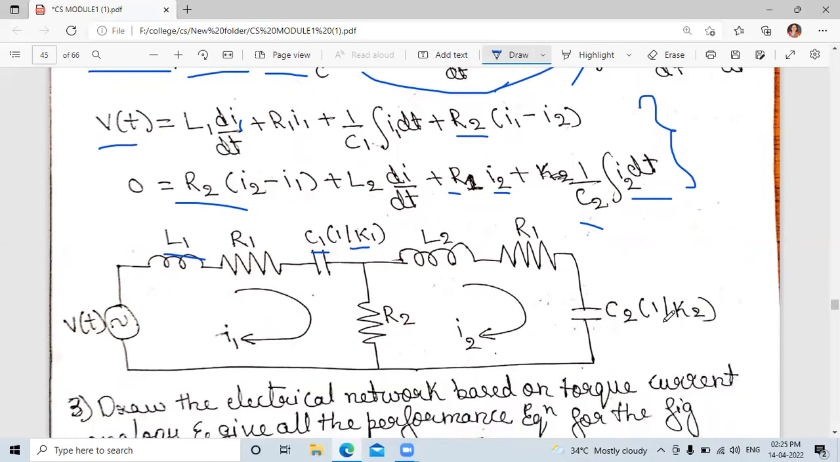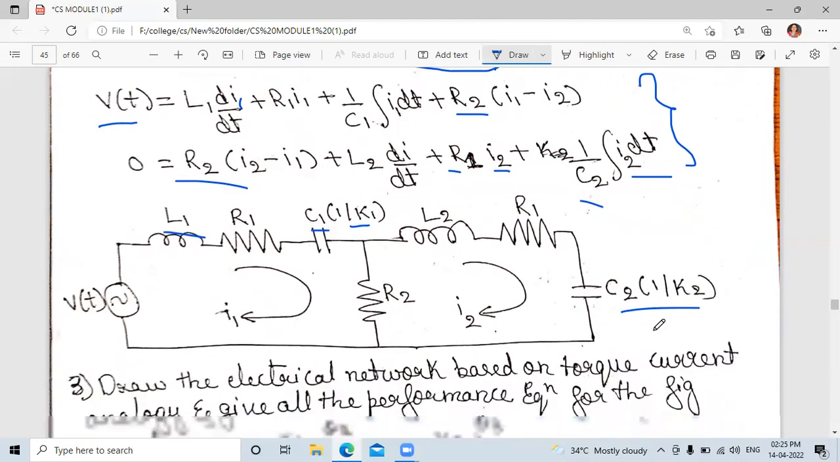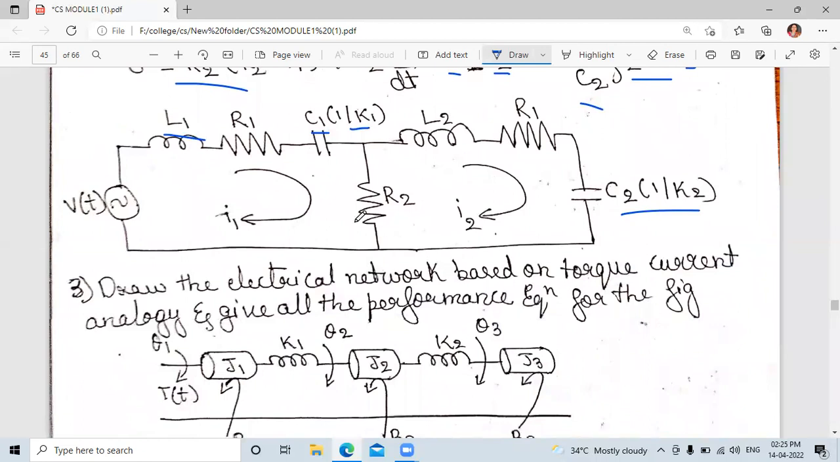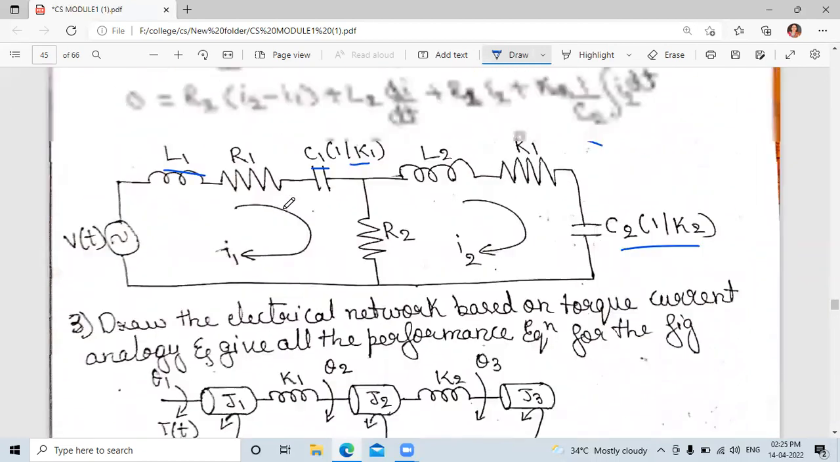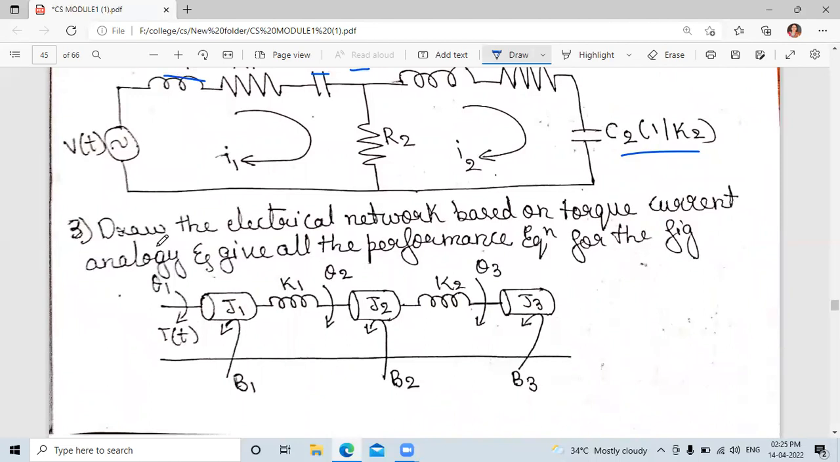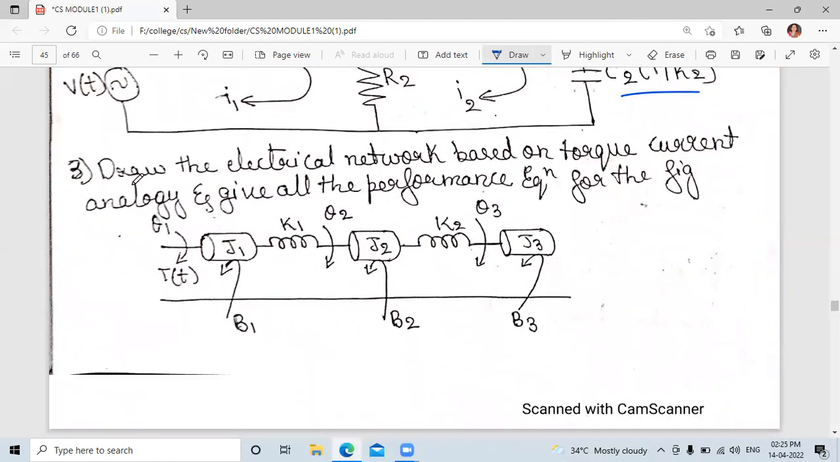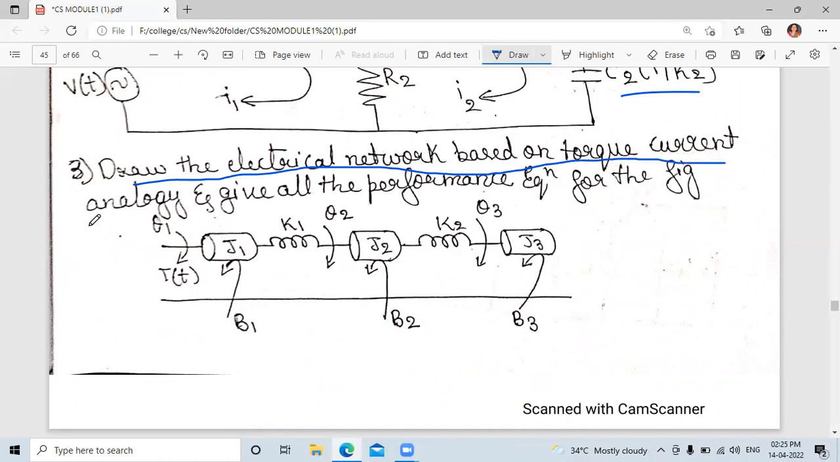Similarly here also. This is the second problem that we have discussed on force voltage analogy. The next problem: draw the electrical network based on the torque current analogy. This is rotational, torque. Give all the performance equations for the figure.